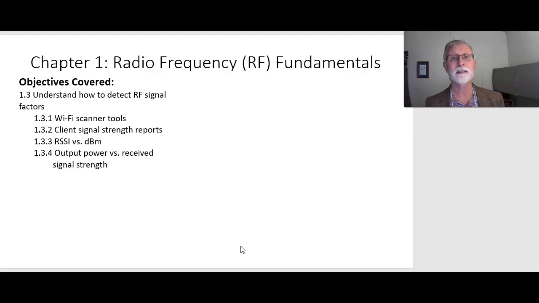the type of Wi-Fi scanning tools, what a client signal strength reports, and the comparison between what some of your systems show you, the RSSI, or the received signal strength indication, and dBm. And then we'll look at output power versus received signal strength. So those are the objectives we're going to try to hopefully get through in this section.